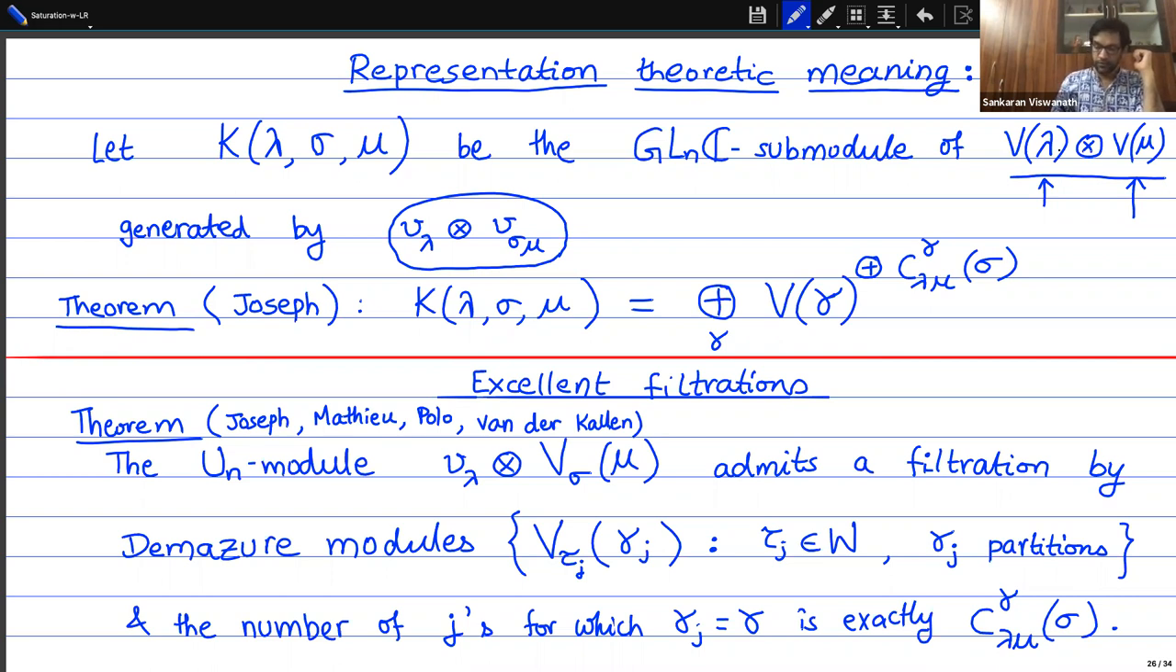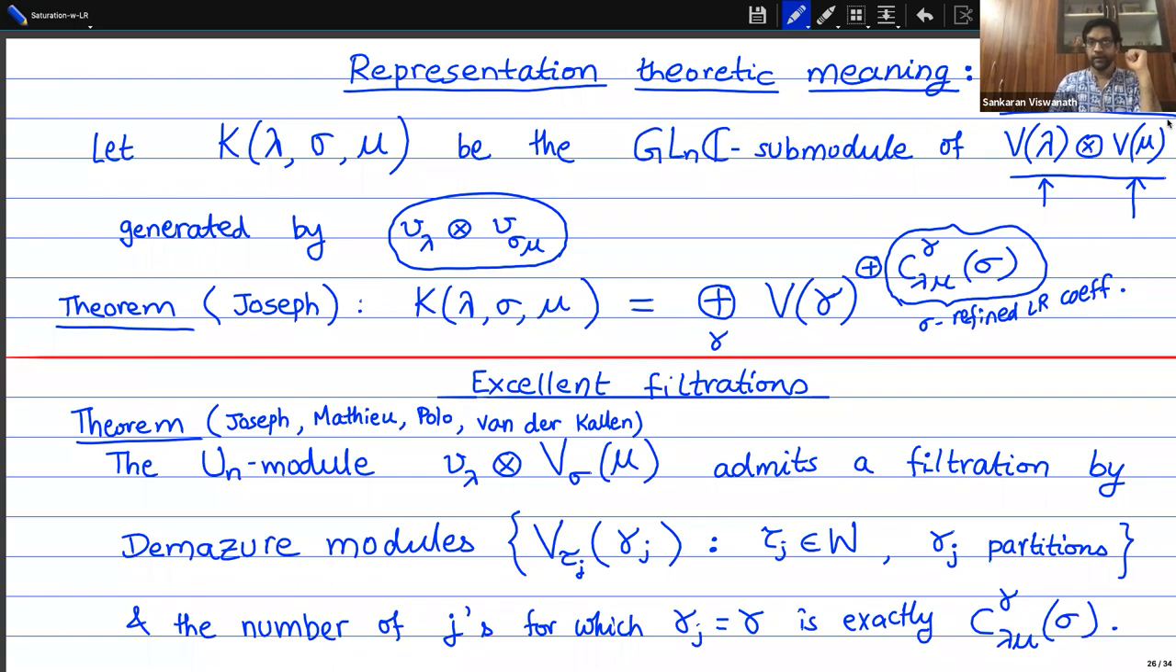And of course, since it's a GL_N C submodule, it decomposes into irreducibles. And it's a theorem of Joseph. It says that this module decomposes as follows. Each V gamma appears exactly c lambda mu gamma sigma times, where this is exactly the refined LR coefficient that I just defined. So this is the sigma refined LR coefficient. So the sigma refined LR coefficients are exactly the multiplicities of irreducibles which occur in these special submodules of the tensor product. Okay, and this is one way of thinking about them.